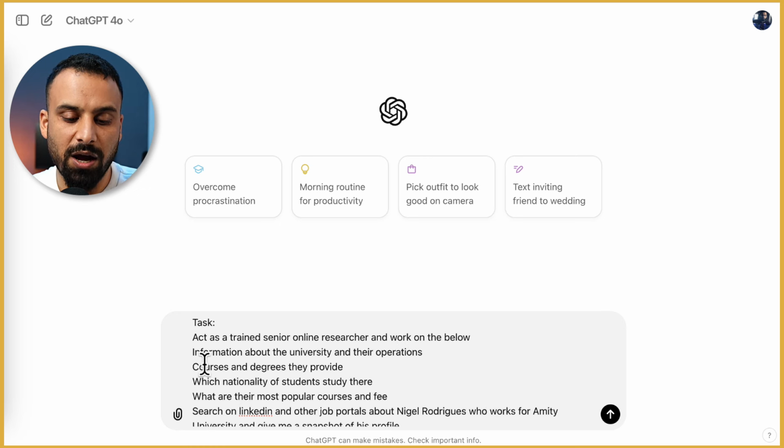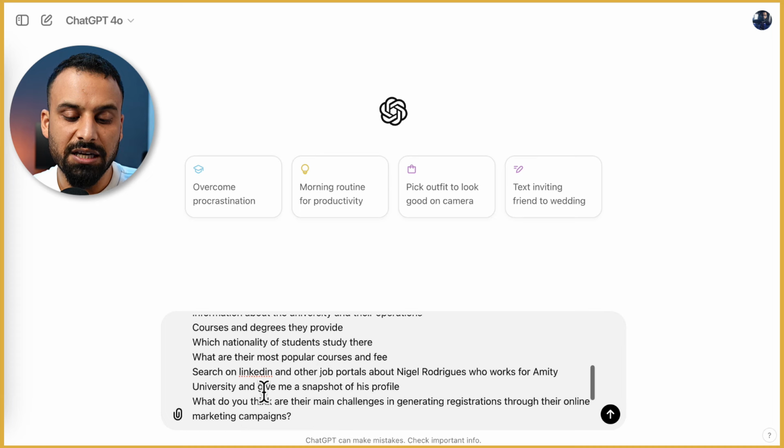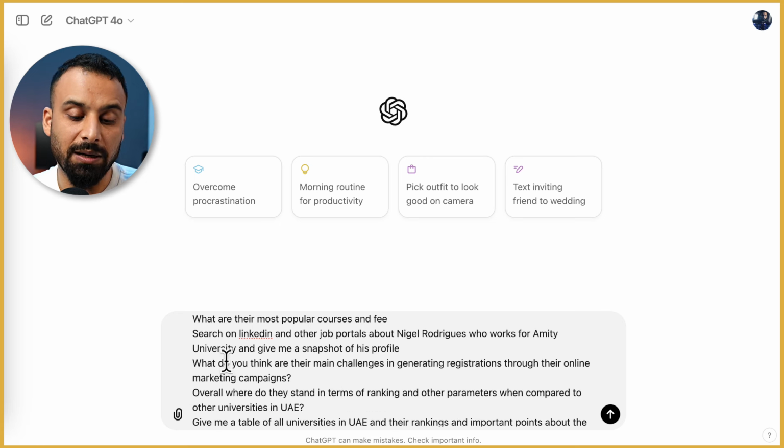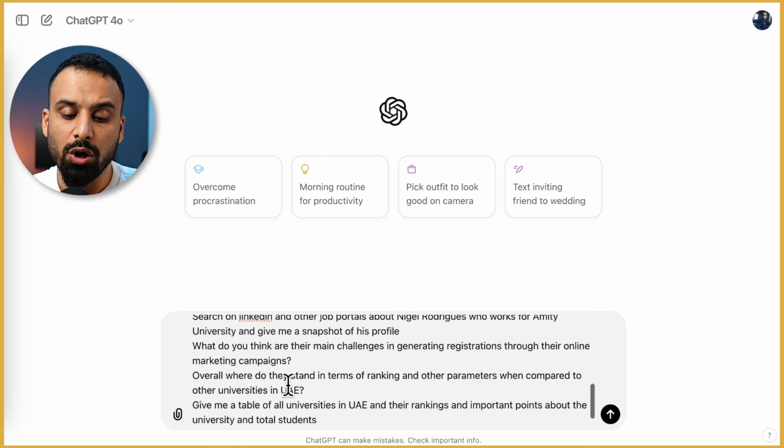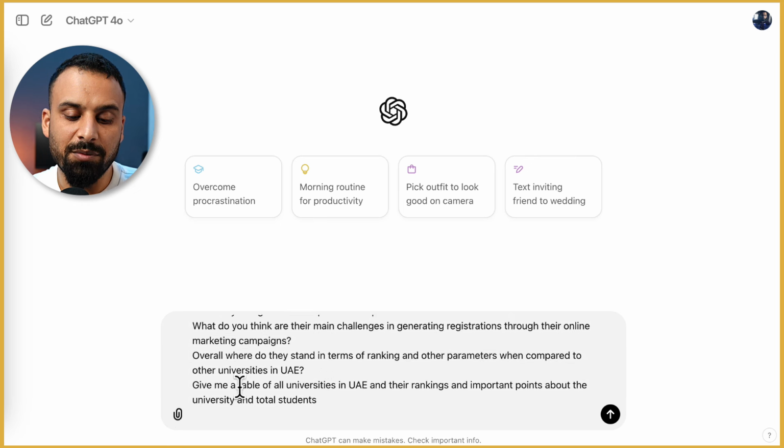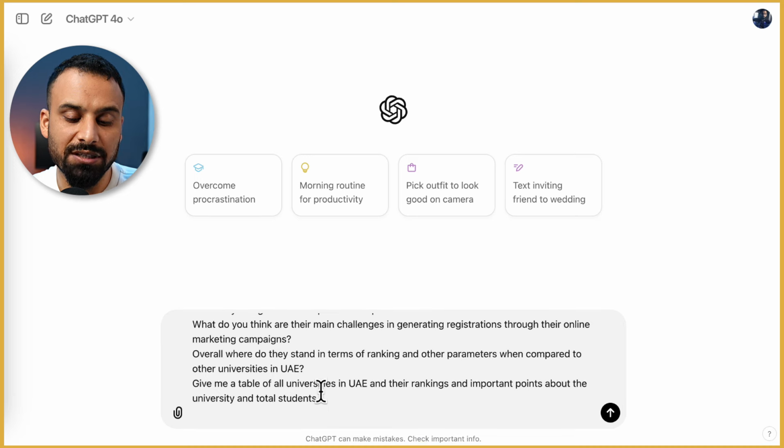Task: act as a trained senior online researcher and work on the below information about the university and their operations. 1. Courses, degrees they provide, which nationality of students study there, their most popular courses and fees. 2. Search on LinkedIn and other job portals about Nigel, who works at Amity University, and give me a snapshot of his profile. 3. What do you think are the main challenges in generating registrations through their online marketing campaigns? 4. Overall, where do they stand in terms of ranking and other parameters when compared to other universities in UAE?